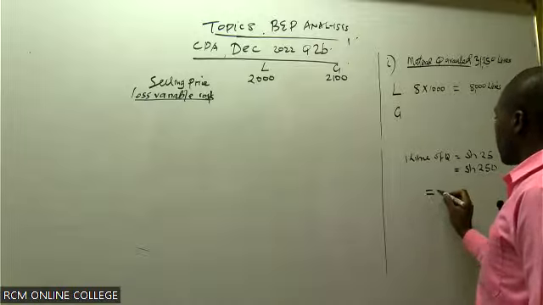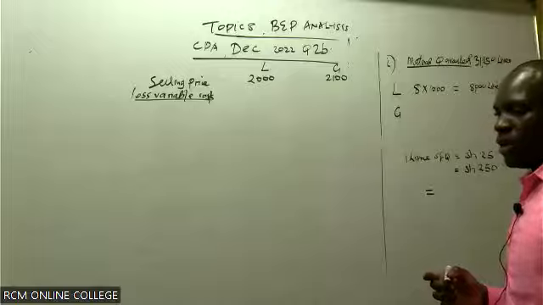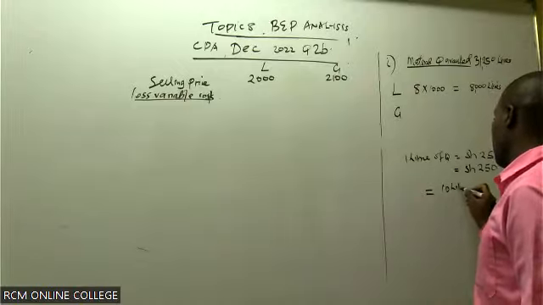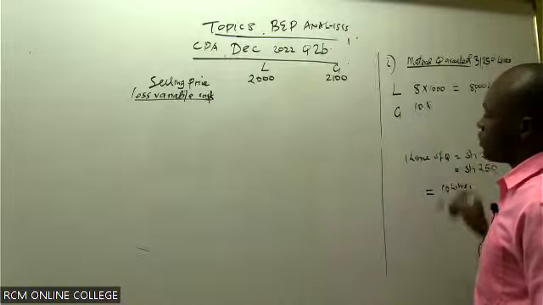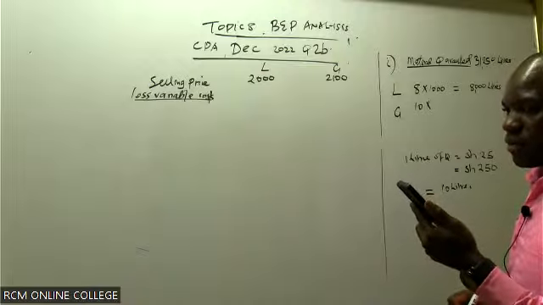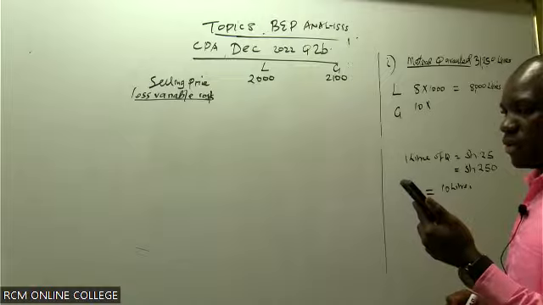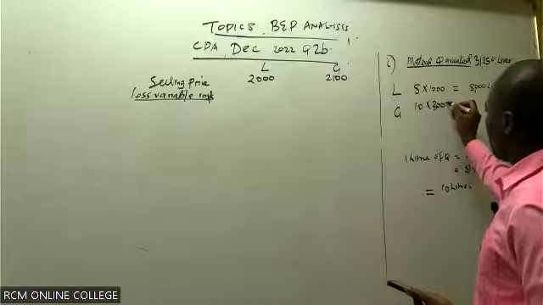So how many liters do they need to produce 1 unit of G? 10 liters. They need 10 liters to produce 1 unit of G. But what is the demand as per the market? What is the demand of G? The market is demanding 3,000. I want us to be very keen.